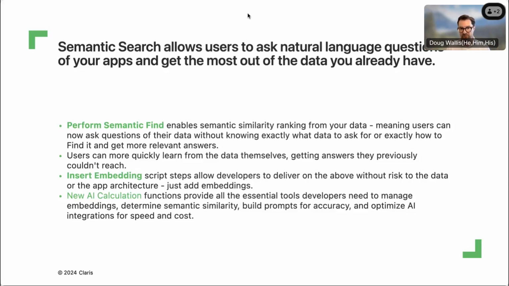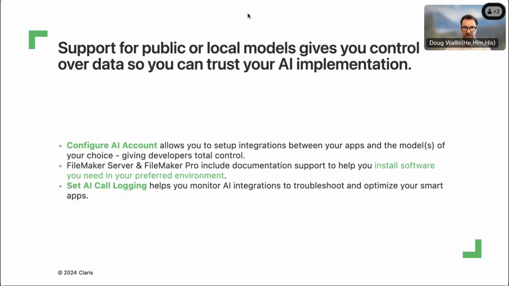So we've created a couple of script steps to log easily into an AI account, do the semantic search, retrieve the embedding you're getting from the LLM, and then move forward. On top of that, we're adding logging and everything to make your life a lot easier. The one thing that's important, and everything that we do at Claris, is that we don't put barriers into how you leverage AI. So from day one, you can access public models or local models.